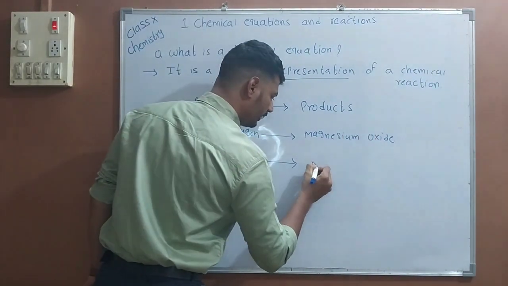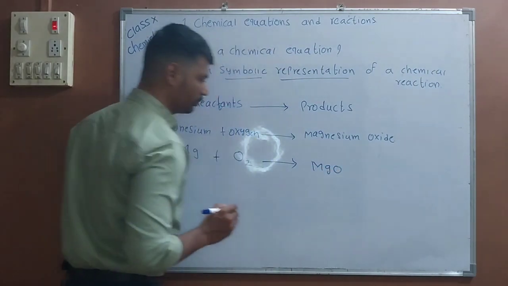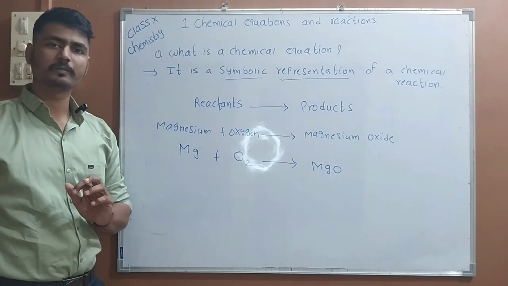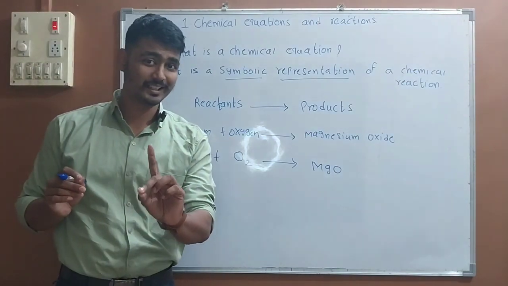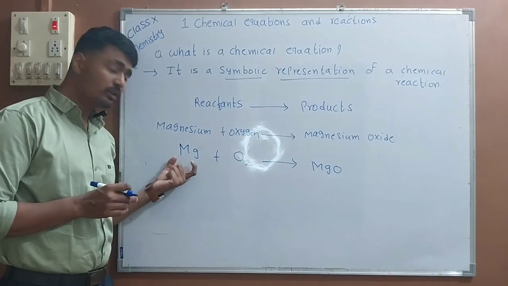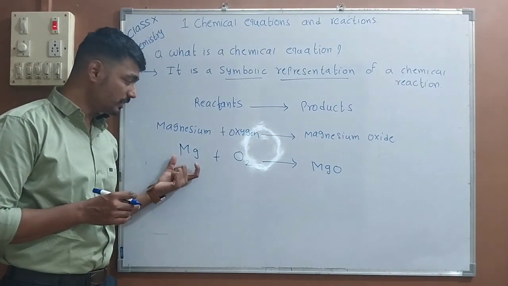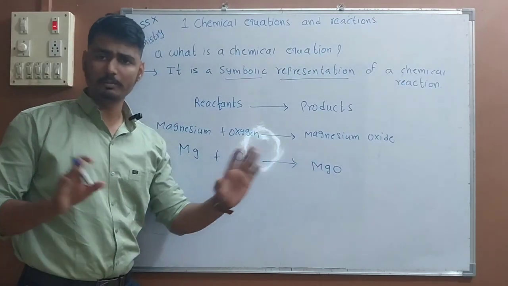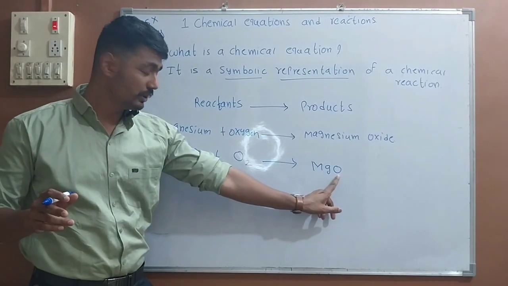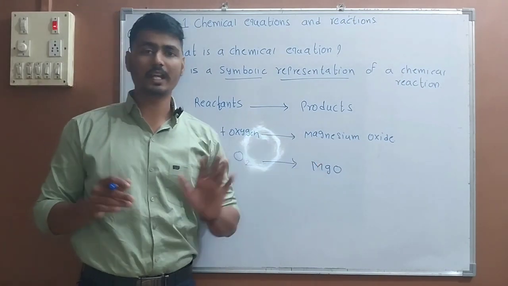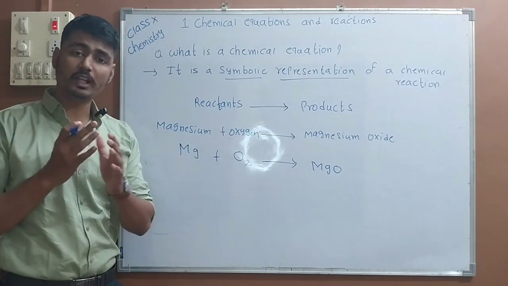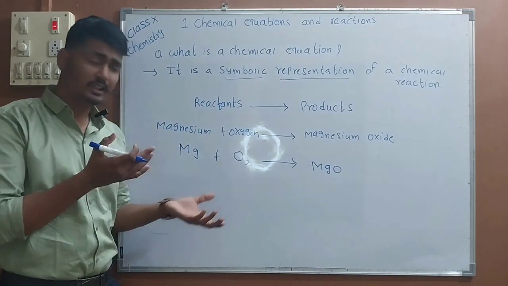Now, magnesium oxide means MgO. So here is the symbolic representation of the reaction. But wait, there is one more thing here. We observe only one magnesium atom here and one magnesium atom here. Here there is O2, two oxygen atoms, but here only one oxygen atom. So why did this happen and how can we solve this imbalance?